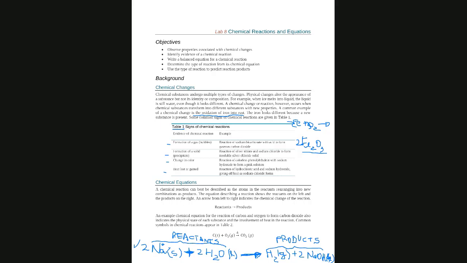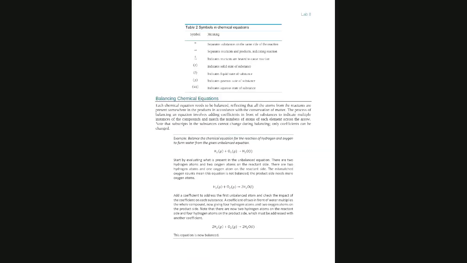Okay, so we'll move on with the experiment. Here, we are talking about the symbols that are used in chemical equations. We went over that. The plus, you can read it later. The one we didn't go over is this little triangle. When you see this little triangle on top of the arrow, it means that the reactants are heated in order to produce the products. We need heat for that reaction, and that triangle means that.